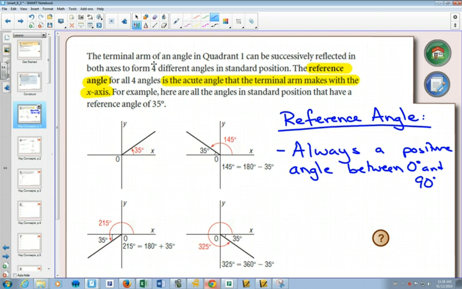But I think this wording helps you remember that it's positive, and that it's got to be between 0 and 90. And it's always to the nearest x-axis. Because sometimes you're going to get tempted to make it closest to the y-axis, especially when it gets really close to the y-axis, it gets more tempting. So if you remember, it's always a positive angle between 0 and 90, and it's always to the x-axis. So see that in the second one here with 145 degrees, that 35 degrees is to the nearest x-axis.